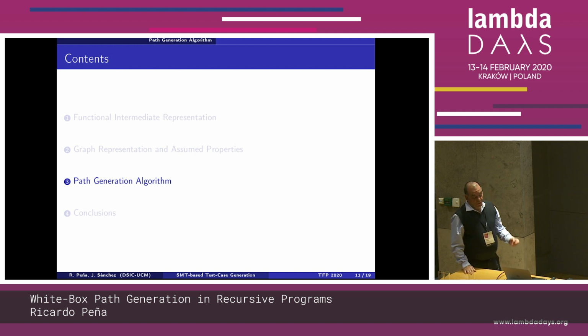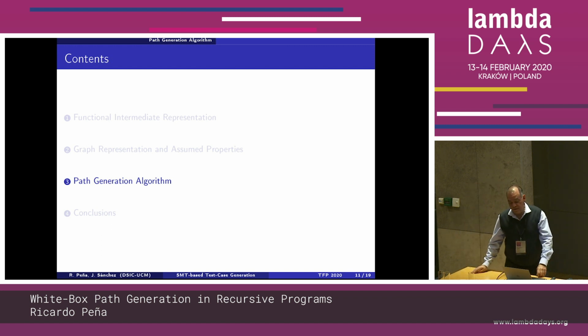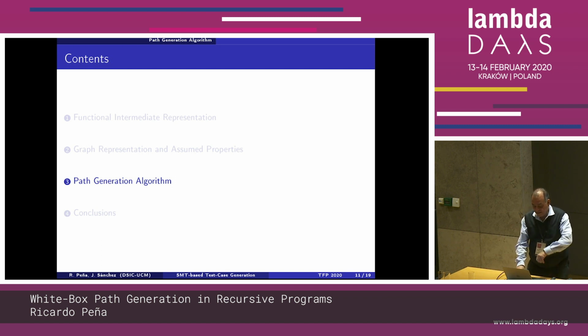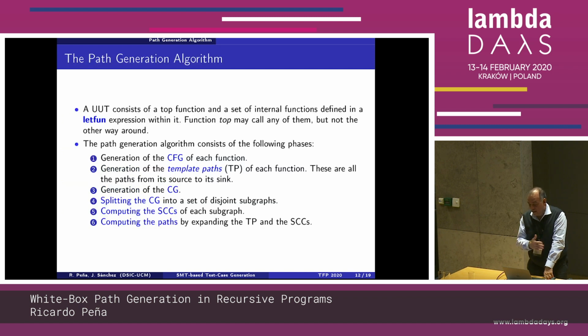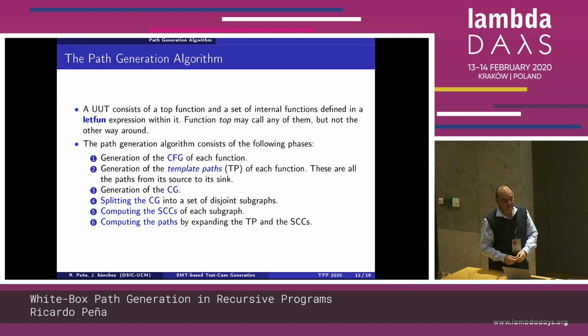Okay. Well, then I will now explain how to compute the paths with this representation. Okay, the algorithm. I remind you that a unit under test considers a single top function that is not recursive. From there, you have a let-fun expression where you define a set of mutually recursive functions. And the algorithm has 6 phases. The first one is to compute the control flow graph of each individual function. This has no cycles.